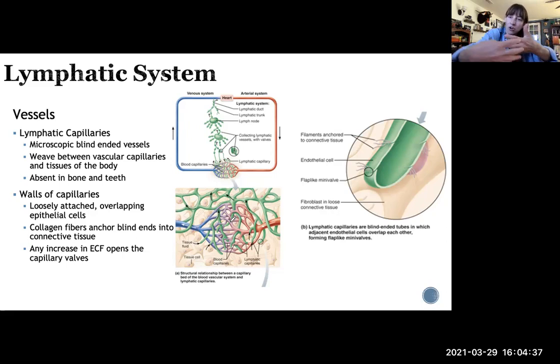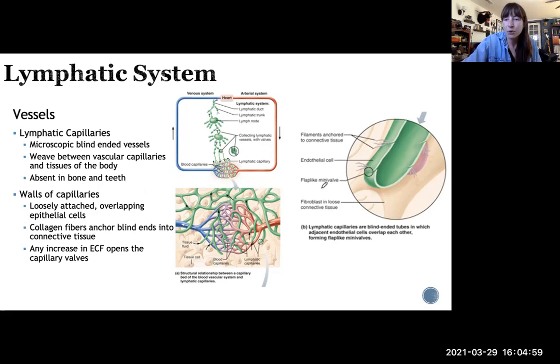Where that turnaround is, that's where you have a web of very, very tiny capillaries. So that includes your little lymphatic capillaries. They're all tangled up in all of that. Okay, so they're throughout your body. Wherever there are blood vessels, you also have lymphatic vessels. The only place that you do not have lymphatic vessels is in your bones and teeth.